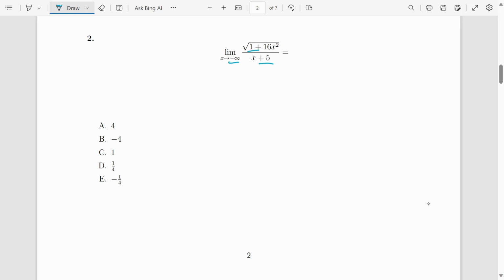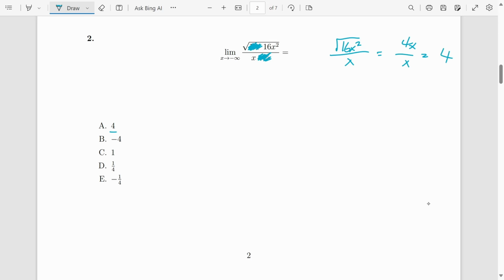That really just moves it up 5 or down 1 or whatever it is, and that doesn't really change what a limit as x approaches infinity is. So for the sake of this problem, we can just ignore those. Imagine this +1 and this +5 aren't here. So now this problem becomes the square root of 16x squared all over x. And this is pretty easy to simplify now. This square root simplifies down to 4x all over x, which equals 4.